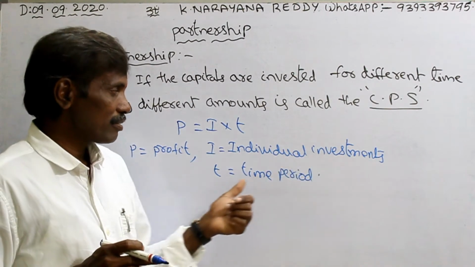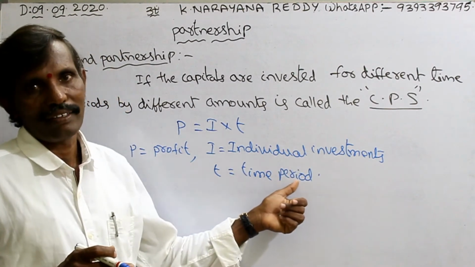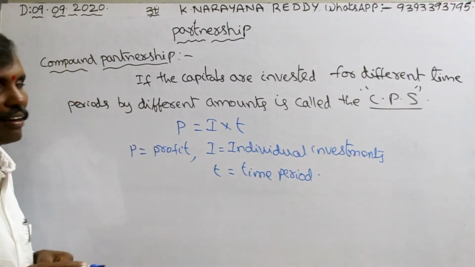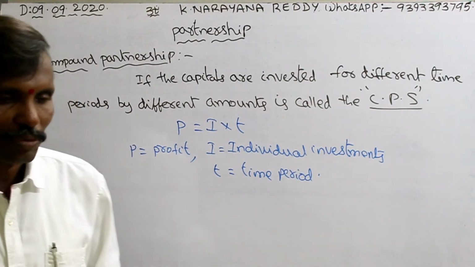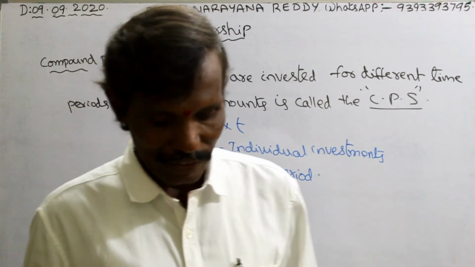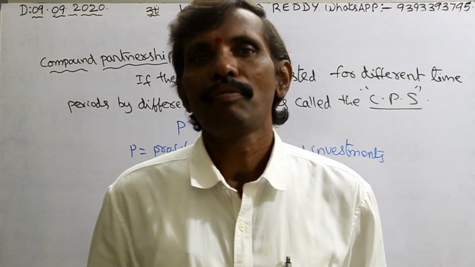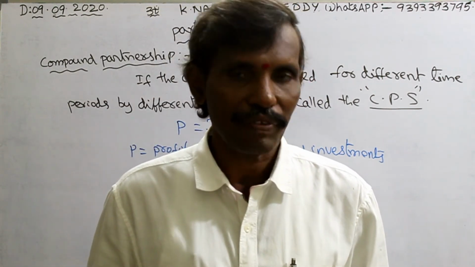Initial investment, T equals time period. Okay? So this is called compound partnership. Compound partnership is not uniform; it is different for different persons or different partners.